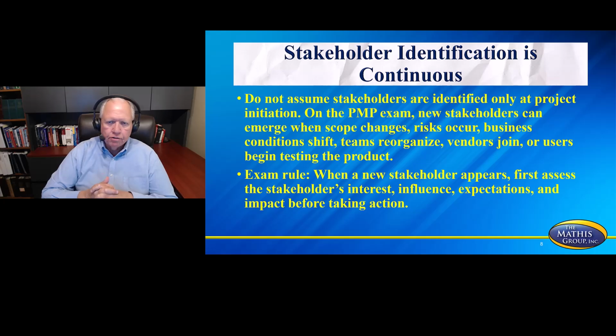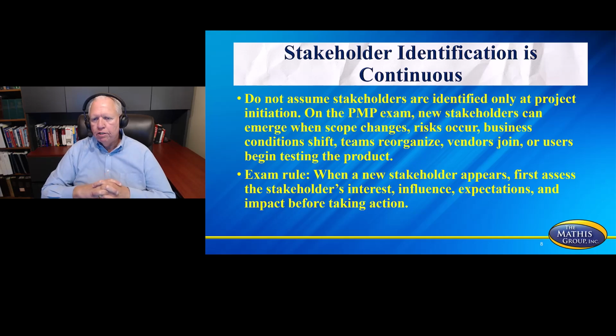Stakeholder identification is continuous. This is a little different than what we might think. If we're doing a predictive project, we think we're identifying everyone up front as we write the stakeholder management plan. However, we are constantly identifying stakeholders, and stakeholders are constantly changing. So do not assume stakeholders are identified only at project initiation. On the PMP exam, new stakeholders can emerge when scope changes, risk occurs, business conditions shift, teams reorganize, vendors join, or users begin testing the product.